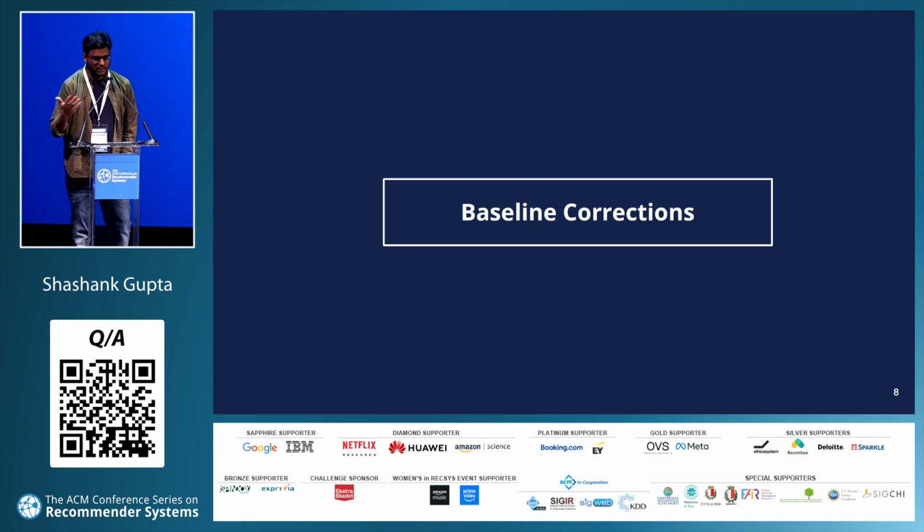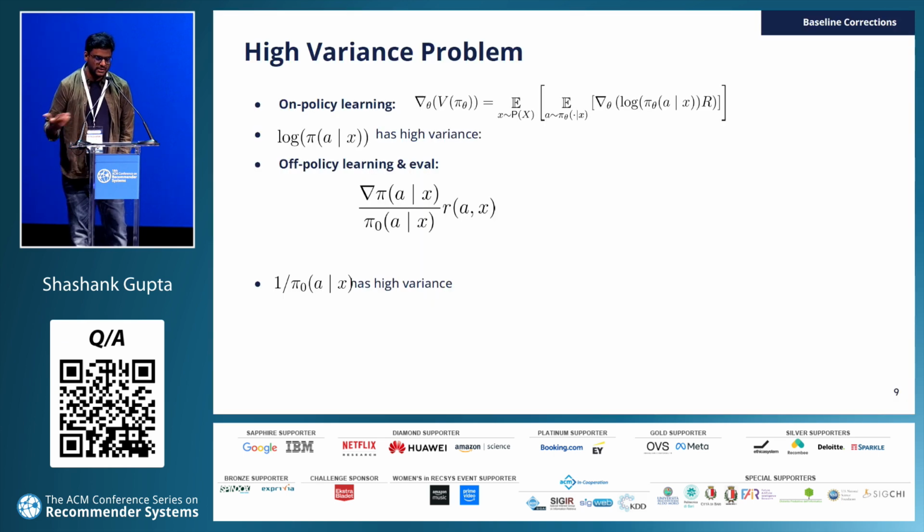Now I'll slowly come to our contribution. But first I'll introduce the problem with these on-policy and off-policy estimates. For on-policy learning, this is the form of the gradient. The only important part is the log policy in this. Now the log policy generally has high variance because the policy is from 0 to 1. It's generally a probability distribution, so its value is between 0 and 1. And if you transform 0 and 1 with log, the range is minus infinity to 0. So there's high variance with on-policy learning.